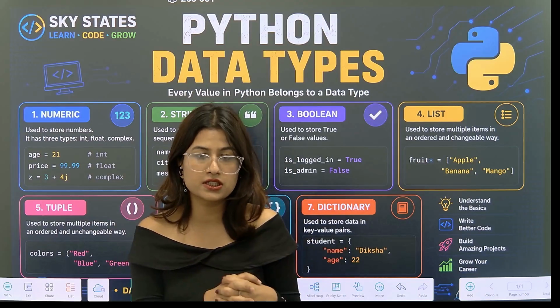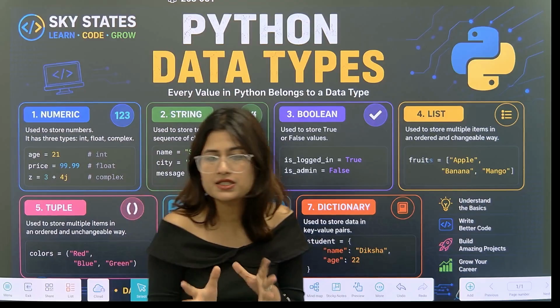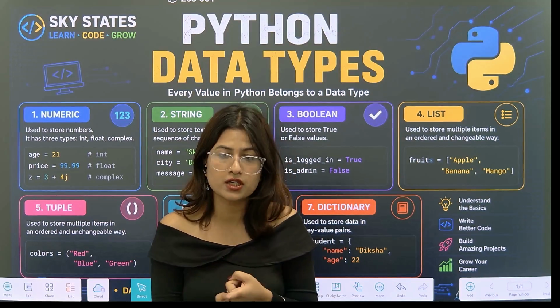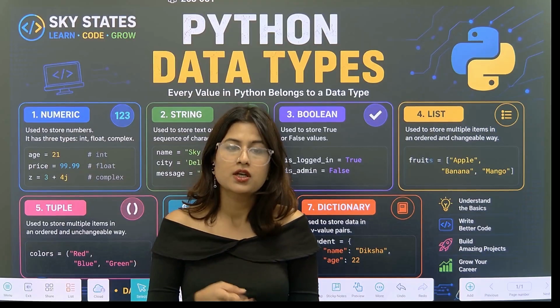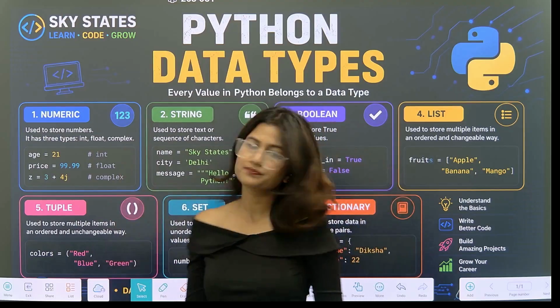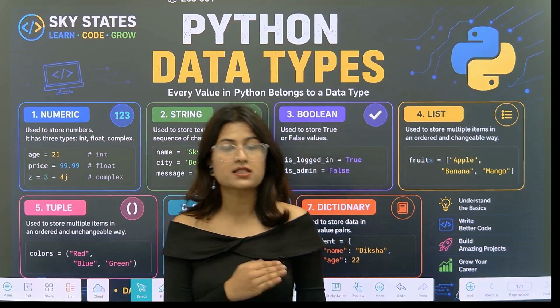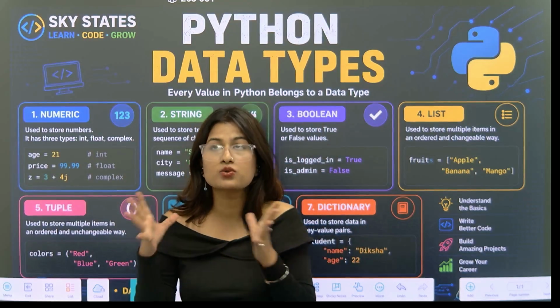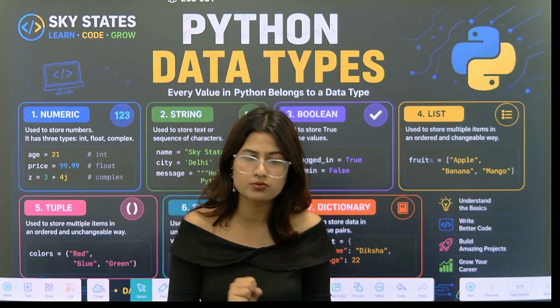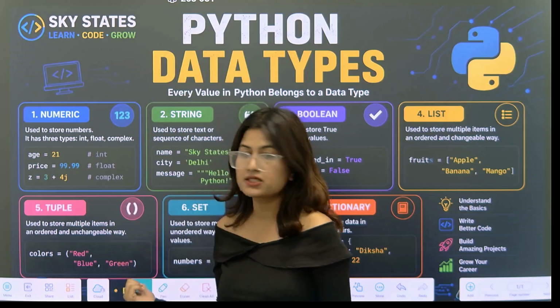Then we have another data type, that is tuple. A tuple is similar to a list, but it is immutable, meaning once it has been created, you cannot change its value. Here's the example of a tuple. You can see it on the screen. Then we have a set. A set stores unique values only. If duplicate values are added, Python automatically removes them. Here's the example of sets on the screen.